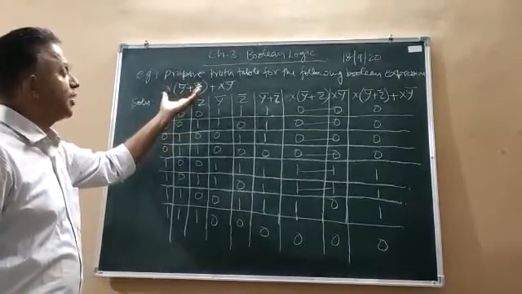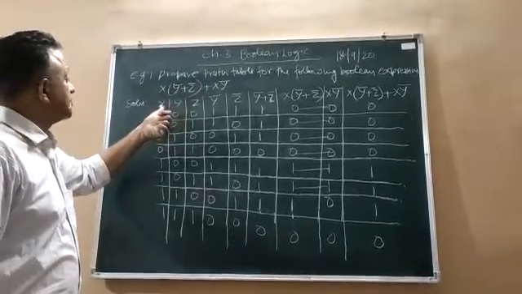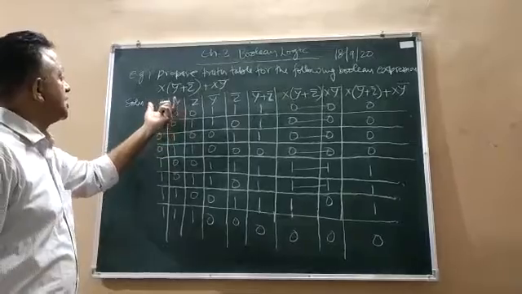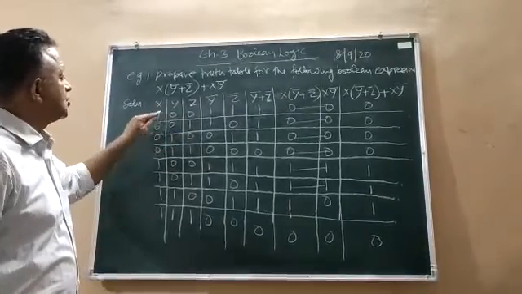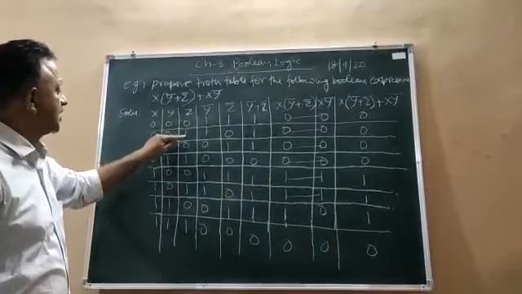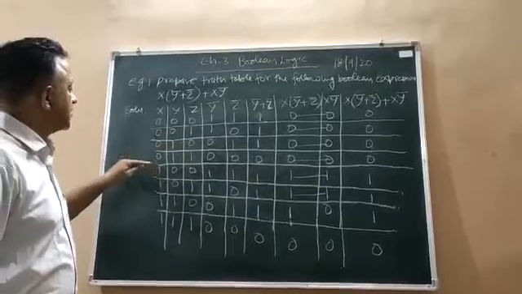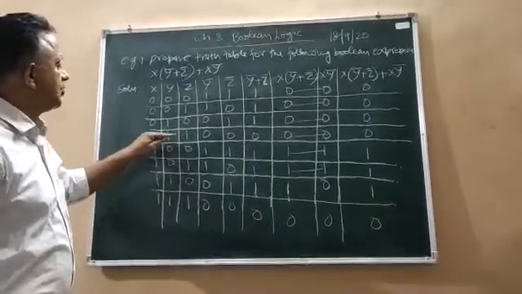Now first we will see how many variables there are in this truth table. So there are 3 variables. So first we will start making the combinations. The first combination would be 0 0 0. The second combination would be 0 0 1. The third combination would be 0 1 0. Then the fourth combination would be 0 1 1.